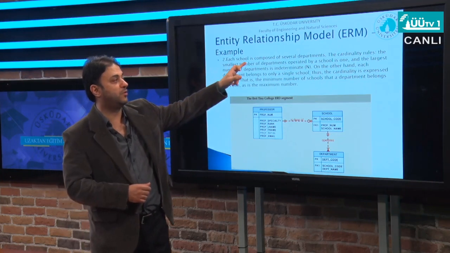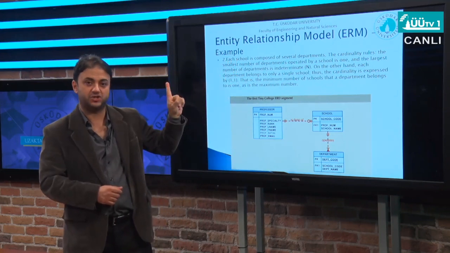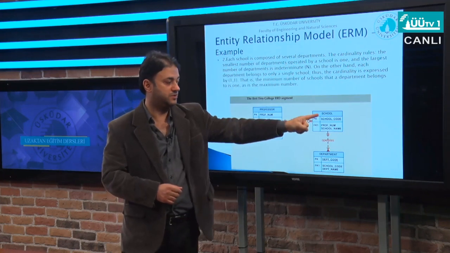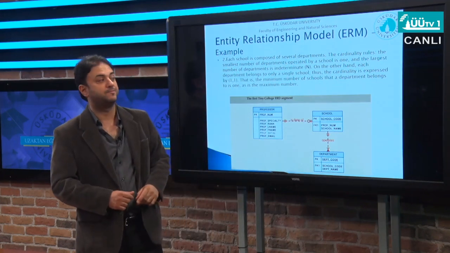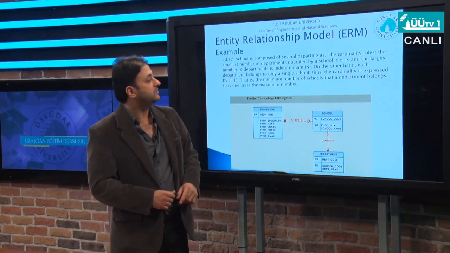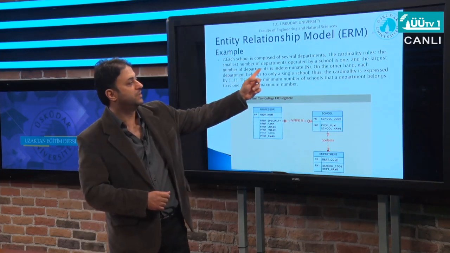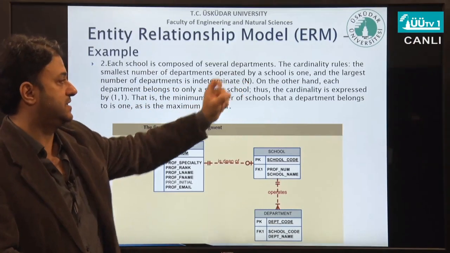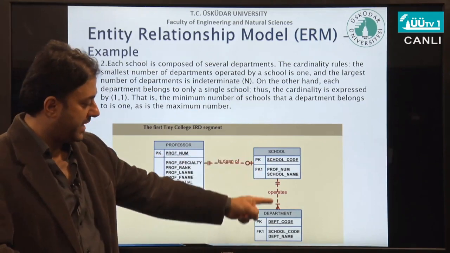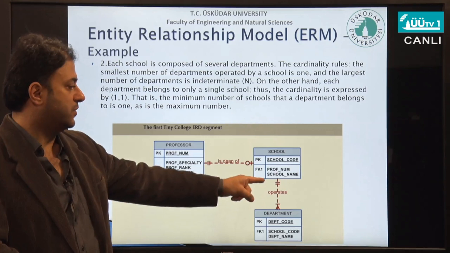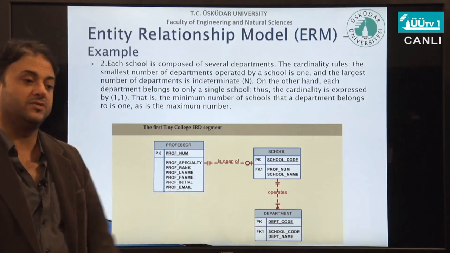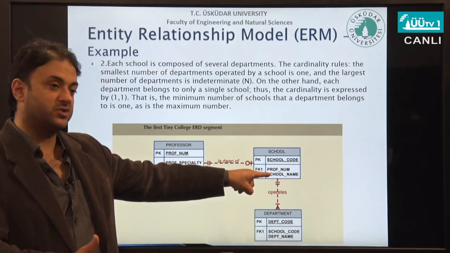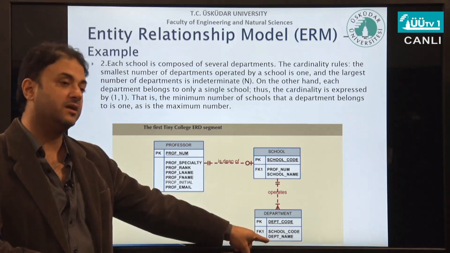Each school is composed of several departments. Each school, this is one; several departments, this is many. So from the school to the department, it is one-to-many. Now, the cardinality rules: the smallest number of departments in a school is 1, and the largest number of departments is determined as n. So each school has from 1 to n departments. Each school should have at least one department. This is why we say that this is mandatory. If we open a school, it should have at least one department, up to many departments.